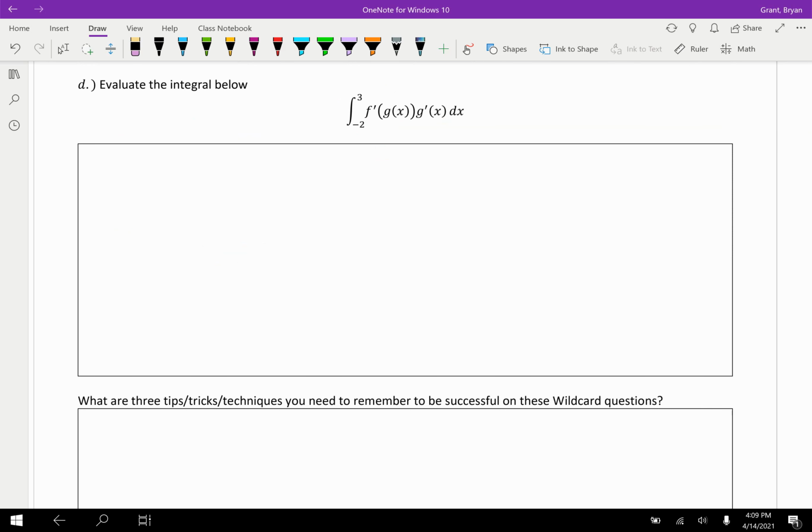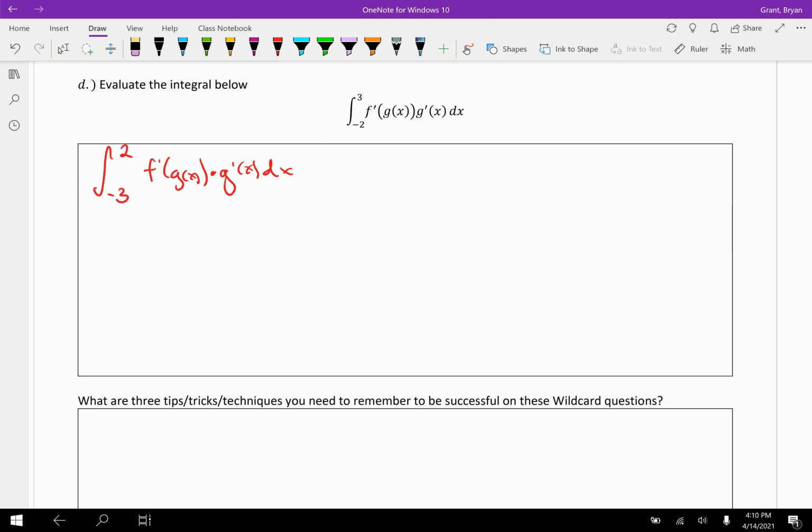We have a bit of an issue, though, and that issue, as I rewrite this, -3 to 2 f prime of g of x times g prime of x dx. That issue is that we have multiplication of 2 different functions containing x, and so we can't do the antiderivative. In order to do a derivative, we'd need a product rule. In order to do an antiderivative, it'd be great if there was a product rule, but there isn't one. So we need a way to rewrite this without multiplication.